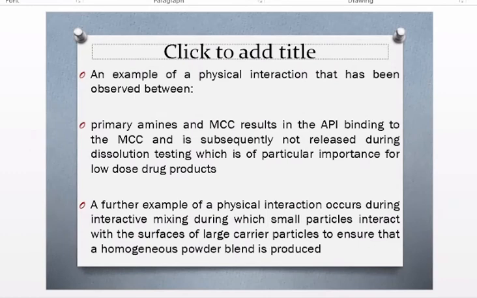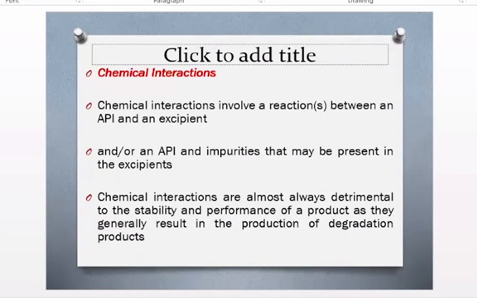Then you have chemical interactions. Very often we see that chemical interactions are detrimental. Almost always these are detrimental to the stability and performance of a product, so they generally result in production of degradation products. So we see here that there's a chemical interaction between the excipient and the active pharmaceutical ingredient.